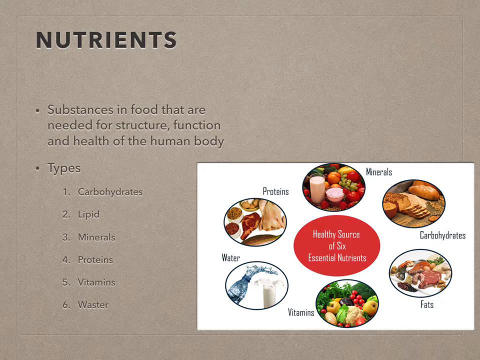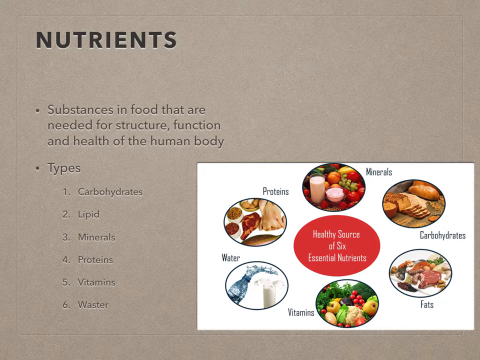Nutrients are substances, chemicals that are in foods that are needed for the structure, the function, and the health of the human body. Some of them go directly into building our tissues. Others are molecules that we need for a source of energy or to regulate our body function. The nutrients in the human body fall into 6 classes by their chemical structure.